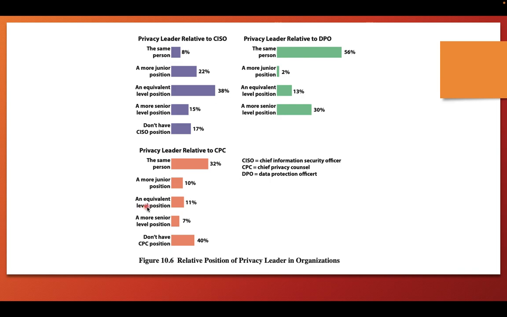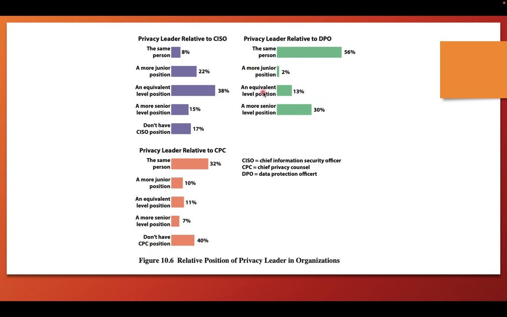Those who say privacy leader is an equivalent level position with the chief privacy counsel is 11%. Those who say privacy leader is a more senior position compared to chief privacy counsel is 7%. Those who say they don't have a chief privacy counsel in the organization is 40%.